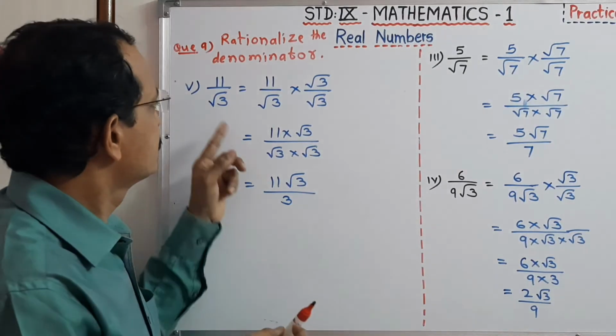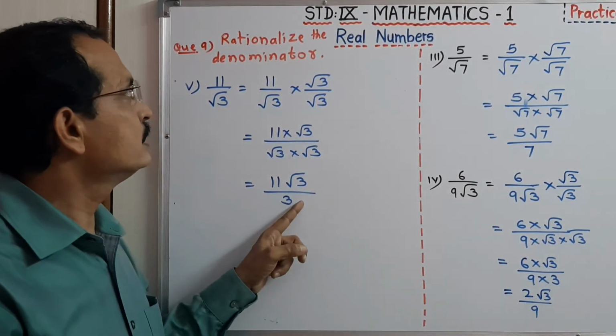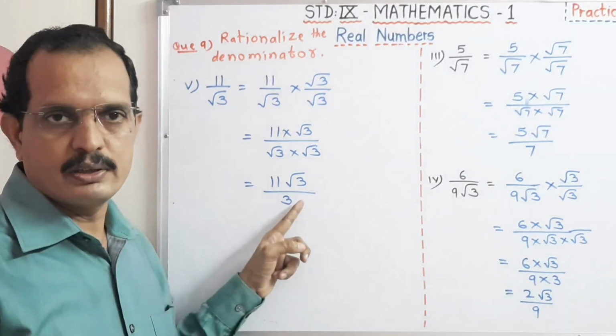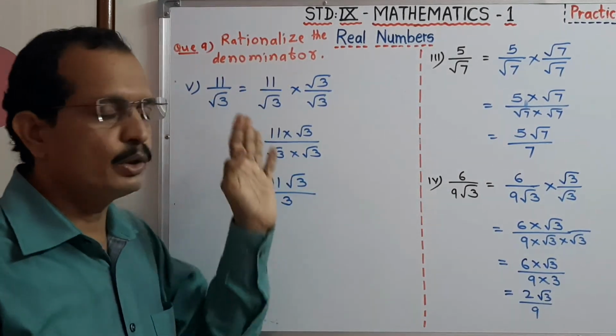Now this denominator gets changed into a rationalized denominator. This is rationalization of the denominator.